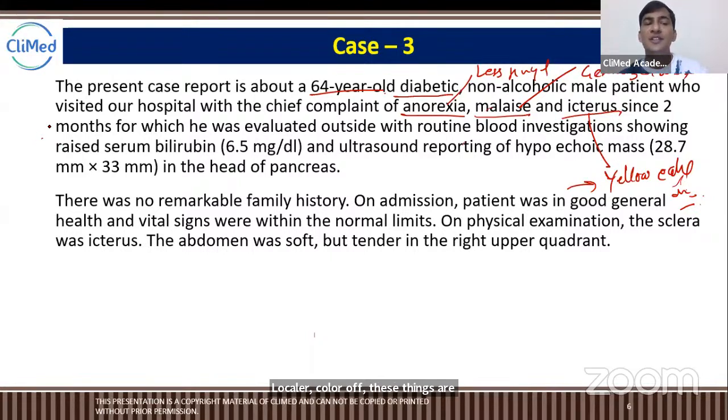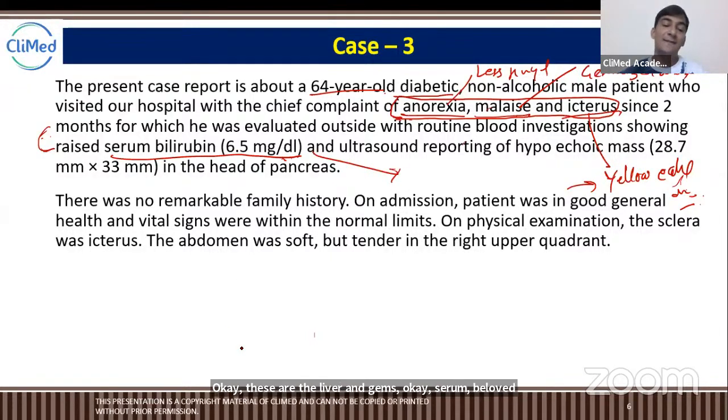So this could be a severe patient because of the liver problems also. These all symptoms are liver related, not exactly pancreatic related. Okay, these are the liver enzymes. Serum bilirubin high is the liver enzyme, 6.5. What is the normal level of serum bilirubin, guys? 0.6 to 1.2 is the normal level. Okay, it is 6.5, quite high.